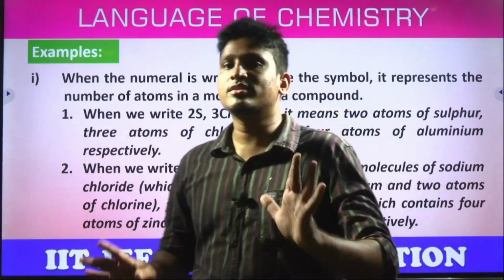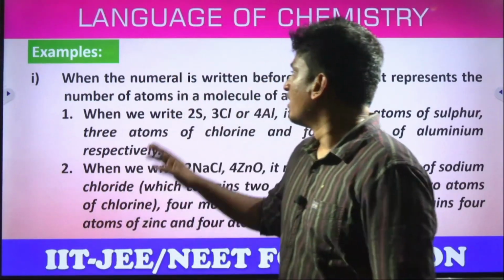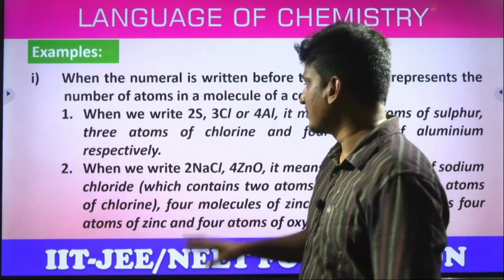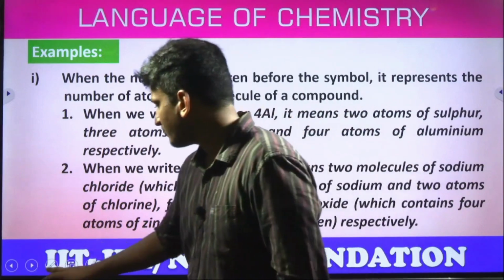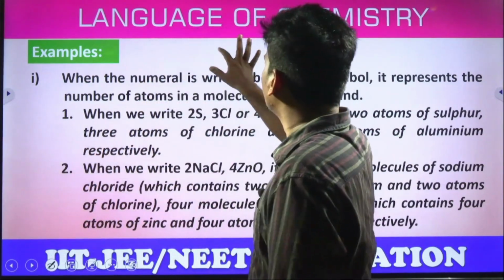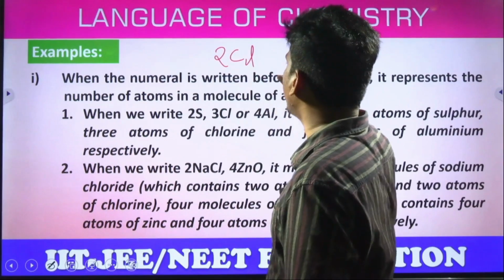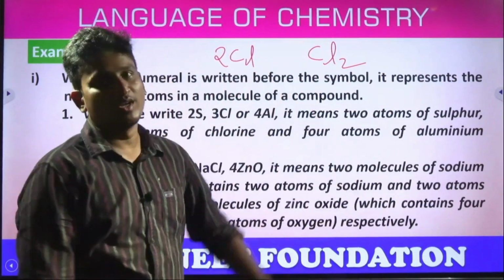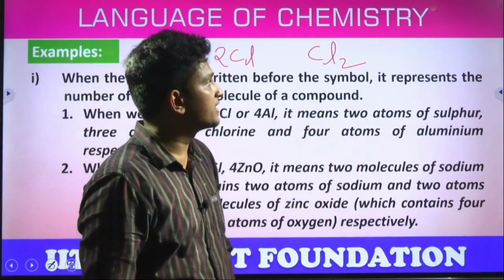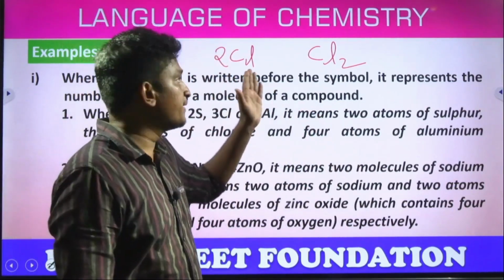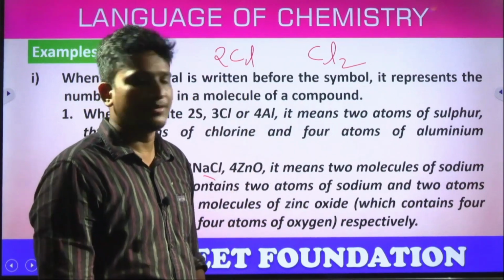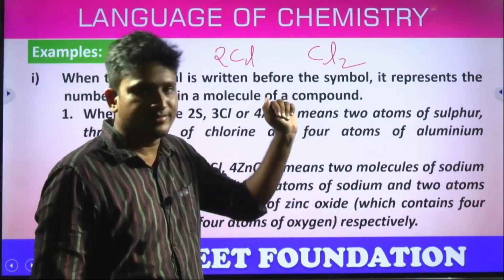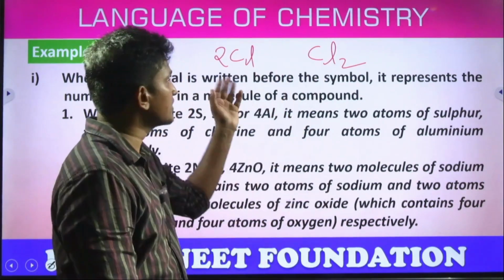All these points are very main points. Listen carefully. When the numeral is written before the symbol, it represents the number of atoms in a molecule of that compound. For example, students, 2Cl and Cl2. What is the difference? First of all, the principal difference is that here the number 2 is written before the chlorine, yes or no? Before the chlorine atom. Here the number 2 is written at the bottom side of the chlorine atom. This is the subscript position. The other is called the coefficient number.